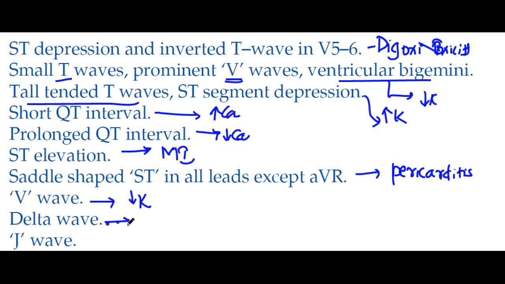Delta wave is seen in Wolff-Parkinson-White syndrome. Then J wave is seen in hypothermia. We see J wave.